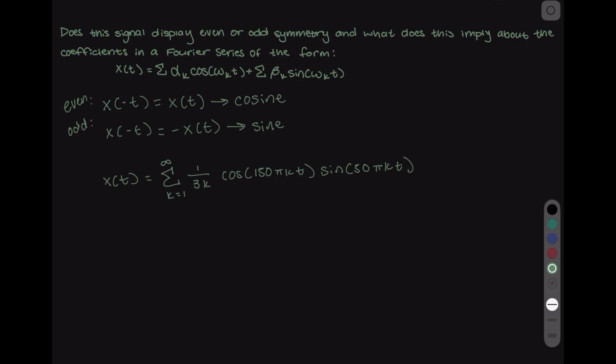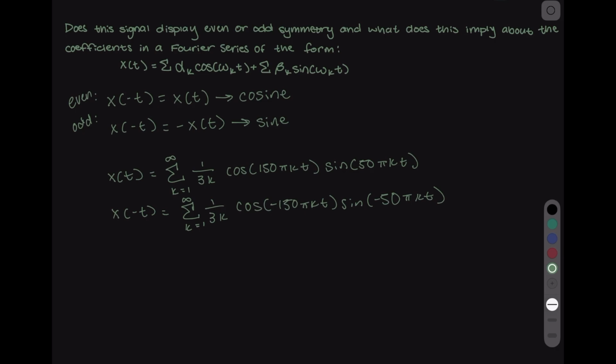And basically, all you have to do here is plug in negative t for t and see what happens. So let's go ahead and do that. Nothing's going to change except our t terms within these parentheses. So let me rewrite this to be negative 150 pi kt and negative 50 pi kt.